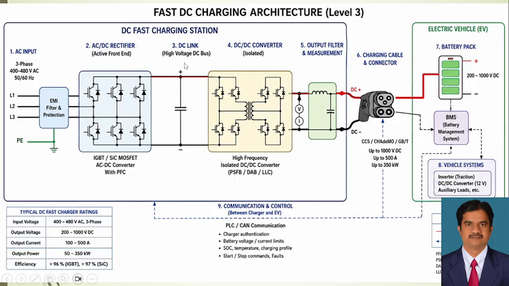Here we used a DC link, a high voltage DC bus. We are using a capacitor filter here. Then DC to DC conversion happens using this circuit, which is a high frequency circuit. Then that DC is given through the output filter, which minimizes the harmonics. Then that minimized DC supply is given out from this connector that is connected to the electric vehicle. This is the electric vehicle. This is the DC fast charging station.